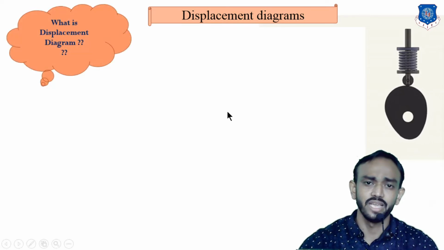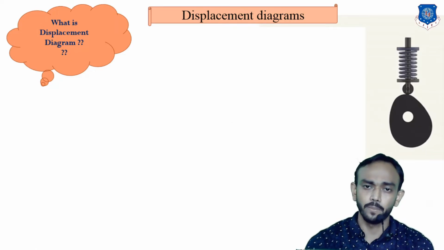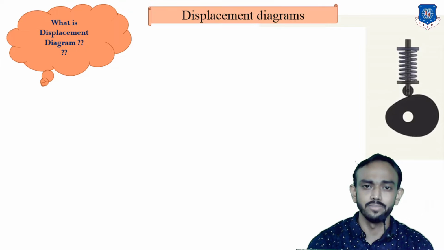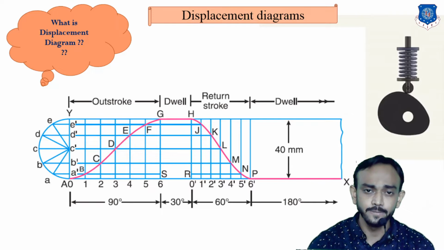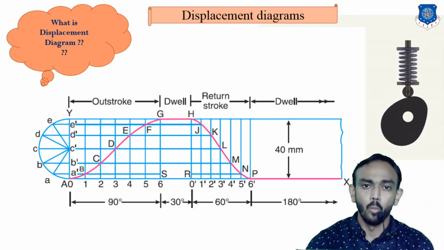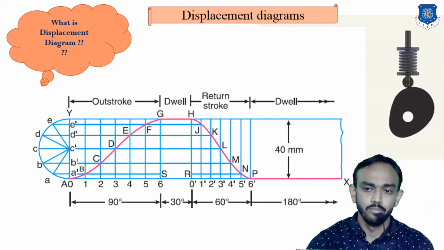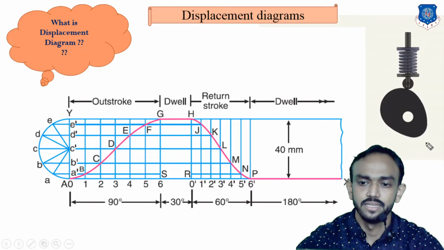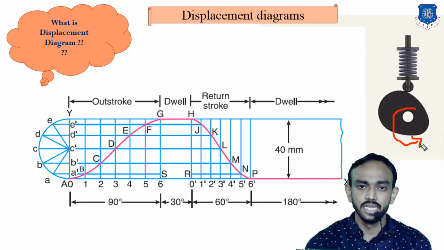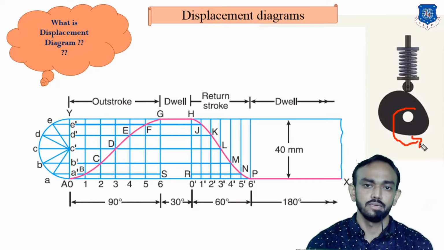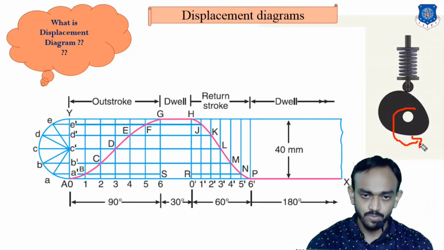So for that, first of all we have to make the displacement diagram. If you can't make the displacement diagram properly, there are always some mistakes in a cam profile. So this is the displacement diagram. What is it indicating? It is indicating the motion of the follower with respect to rotation of the cam. Means if I say that this cam is rotating, then for one complete revolution of 360 degree, what will be the motion of the follower in mm? So this is the displacement diagram.